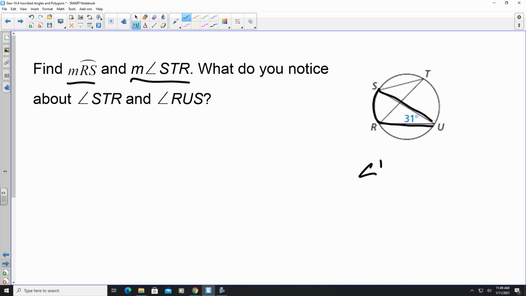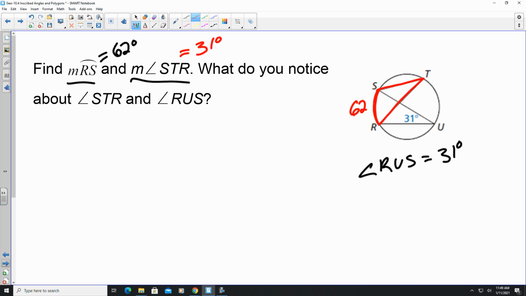So angle RUS is going to be equal to 31 degrees, which means that you just take 31 times 2, and that gets us your result of 62 degrees. Now, the other question they asked was, what is the measurement of angle STR? Well, it's still in respect to that same arc, and that arc we said was 62, so 62 divided by 2 is 31. So this is 31 degrees.